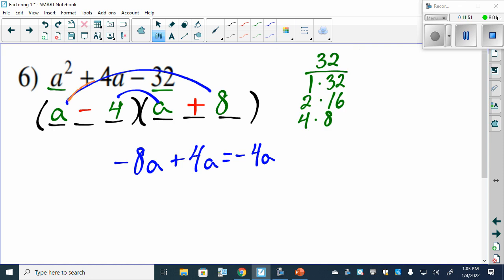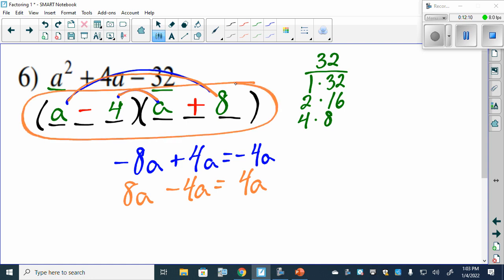So if we do the multiplication again, a times 8 is going to be positive 8a. Negative 4 times a is going to be minus 4a, and 8a minus 4a is a positive 4a, which is what we wanted. So these here would be the factors.